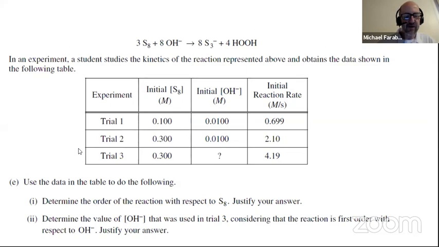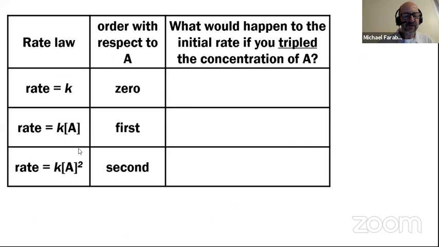justify your answer. So before we analyze trials 1 and 2, just want to remind you about rate laws. So you could have a 0 order rate law. So that means the concentration of the reactant A raised to the 0 power is just 1. You could have a first order rate law. So the rate constant times the concentration of A to the first power. And you can have a second order rate law. So the rate equals the rate constant times the concentration of A to the second power.